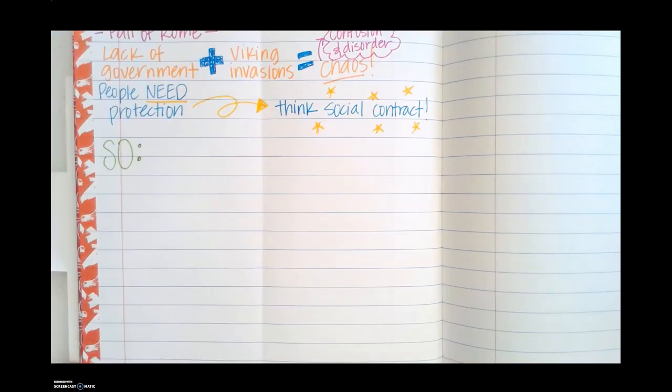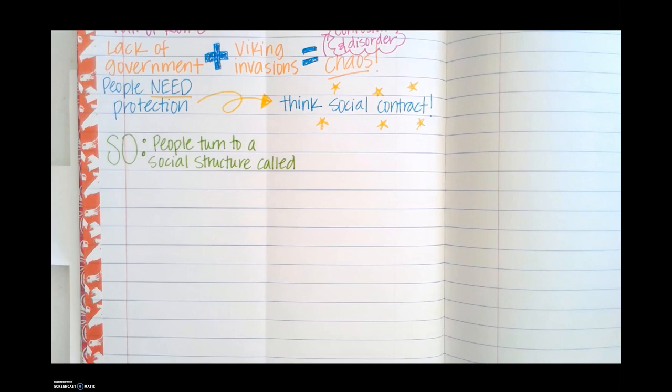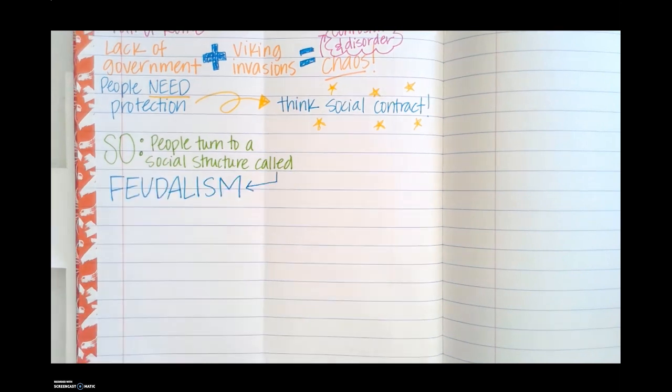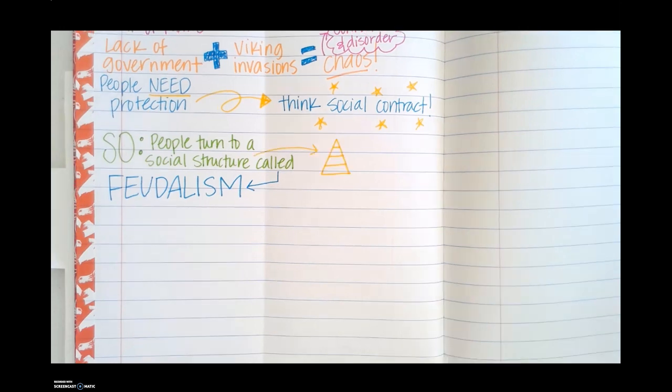So, what's next here? So people turned to a social structure called feudalism. Let's put that in our notes. This is what happened as a result of having a lack of government from the fall of Rome, the continued invasions from the Vikings, and people being in chaos. They needed to turn to some form of social structure to protect themselves. And this is what they did. It's called feudalism.